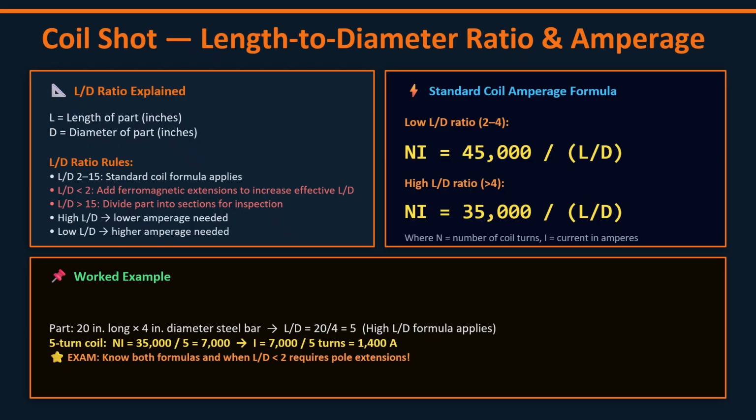That gives 7,000 ampere turns. If the coil has 5 turns, divide 7000 by 5 and the required current is 1400 amperes. The important lesson is to calculate the ratio first. Do not choose the formula from memory before checking the geometry.